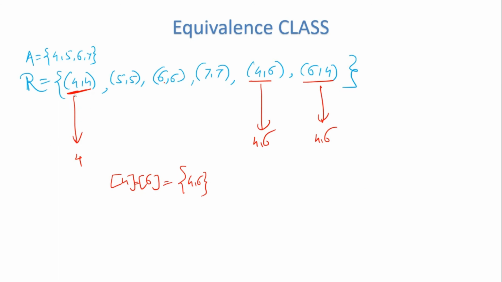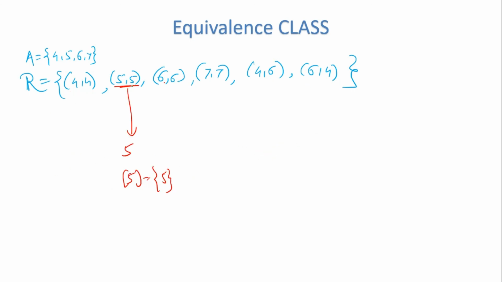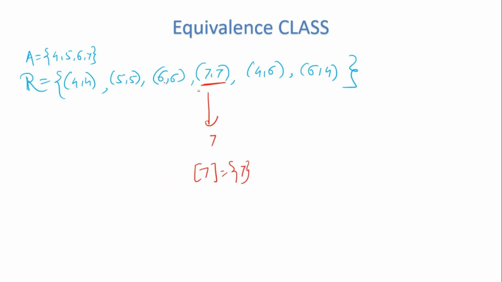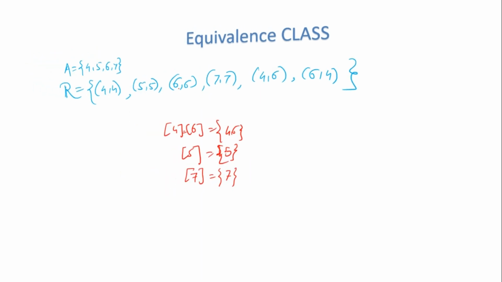The shortcut method is this. Suppose I am trying to find the equivalence class of 4, so I will check wherever in the ordered pairs I have the element 4. So here 4 is coming, so along with the 4, what other elements do I have? Here 4 is coming, here 4 6 is coming and 6 4 is coming. So the equivalence class of 4 and 6 will be 4 6. In the same way, the equivalence class of 5. Now 5 appears only one time, with 5 itself. So the equivalence class of 5 will be the same element. The equivalence class of 7 will be the same element.